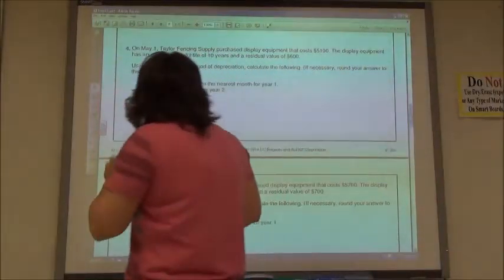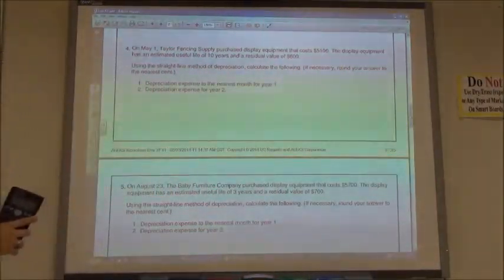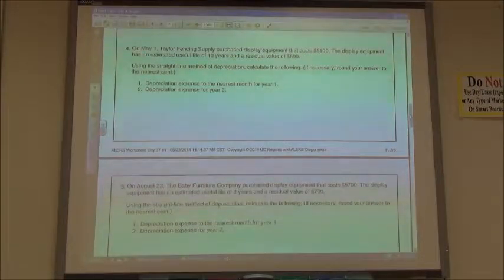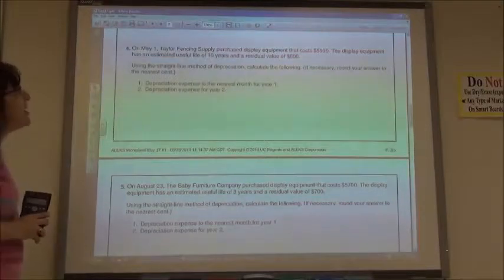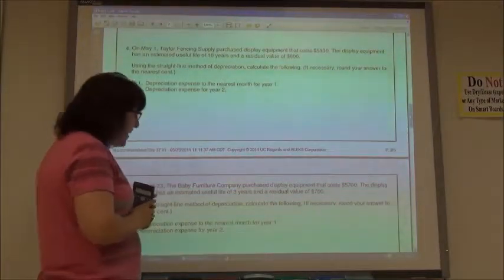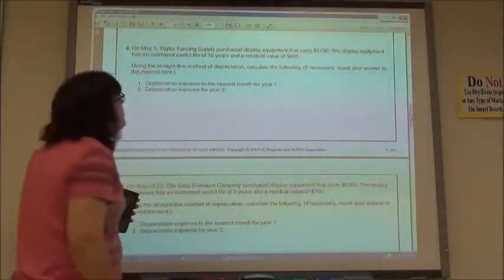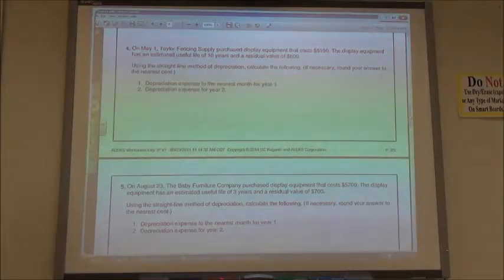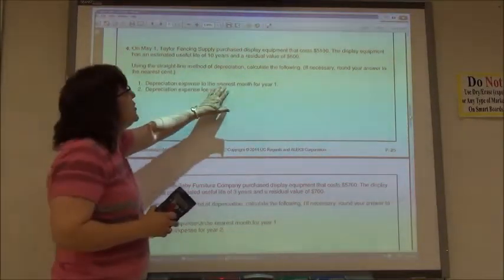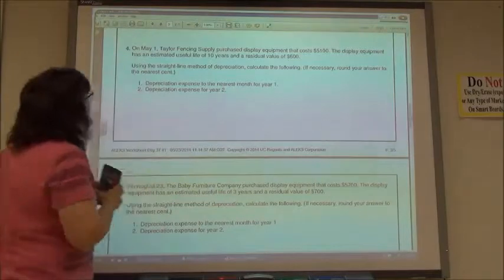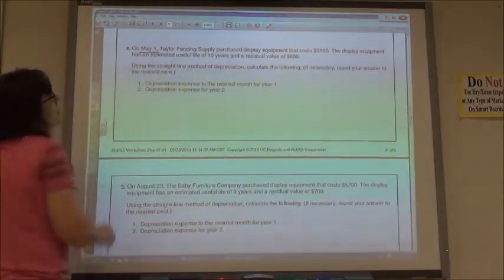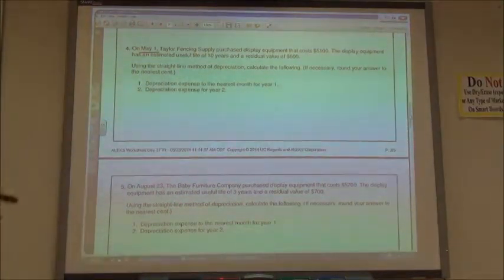Number 4. It says on May 1st, Taylor Fencing Supply purchased display equipment that cost $5,100. The display equipment has an estimated useful life of 10 years and a residual value of $600. Use the straight line method of depreciation to calculate the following. If necessary, round your answer to the nearest cent. The depreciation expense to the nearest month for year 1. Now we don't have the item for the full year. We only have the item for part of the year.